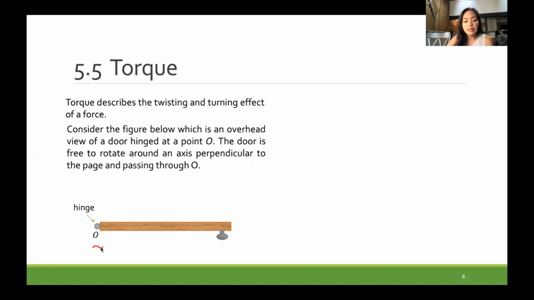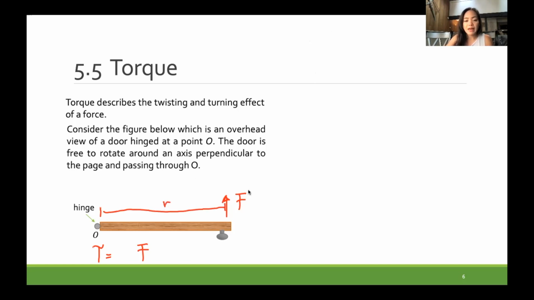The ability to rotate is directly proportional to the force. The higher the force you apply here on your doorknob, the easier it will rotate. Now the next one is, it is directly proportional to the place where you put the doorknob.